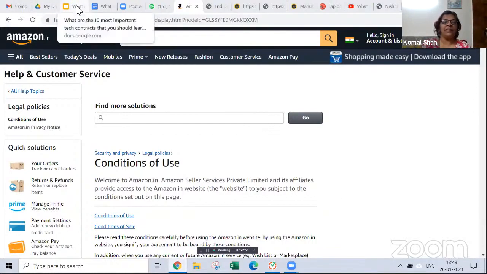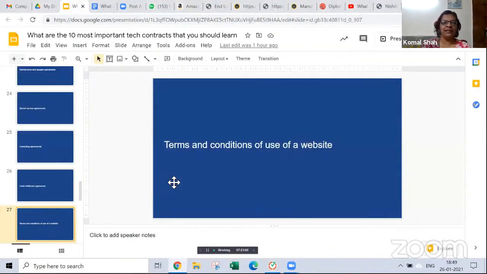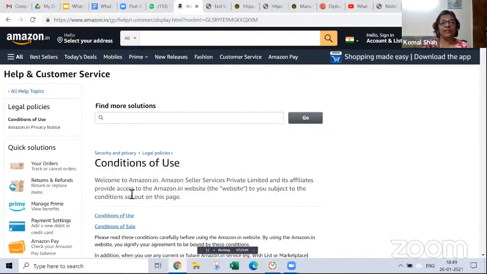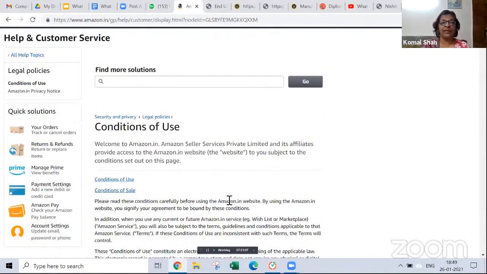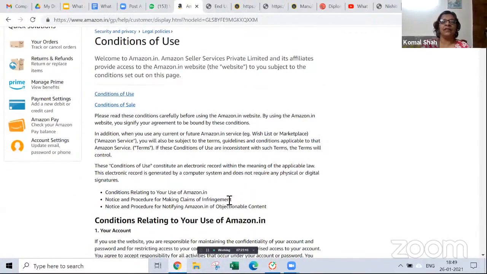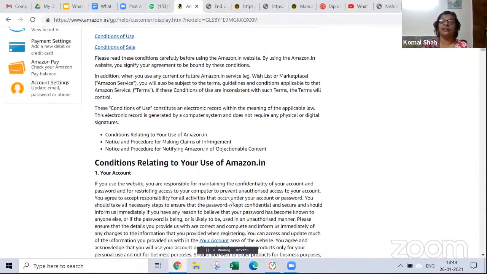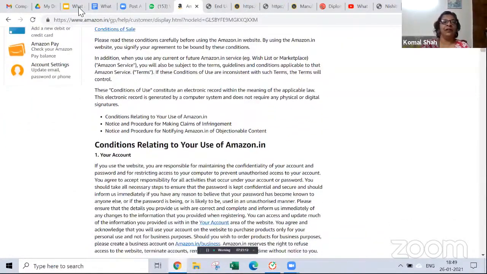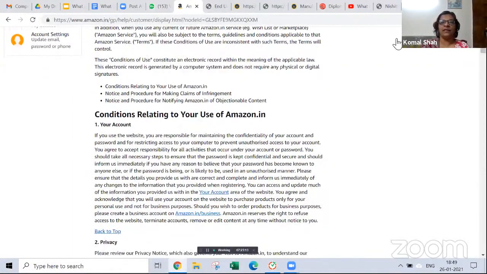So privacy policies will be in that zone. Okay, let's look at the next thing: terms and conditions of use. We just saw the Amazon terms and conditions of use. These are all there. So if you're using Amazon.in, then these are the terms and conditions to which you are subject. Terms and conditions of use of a website.